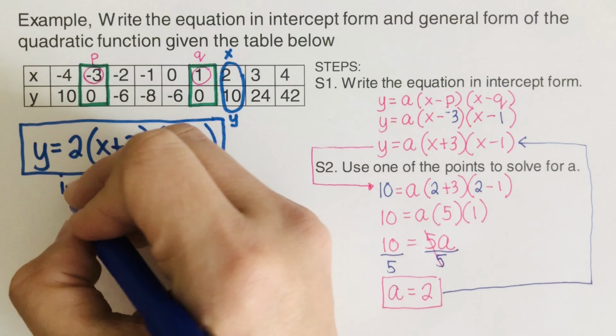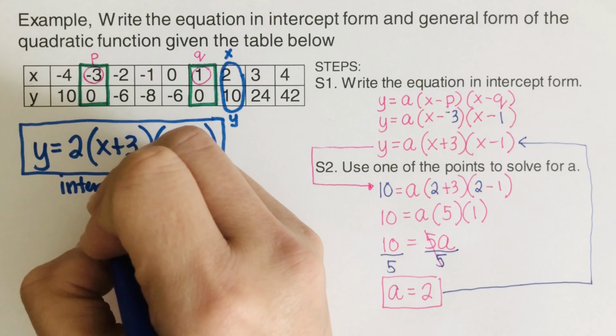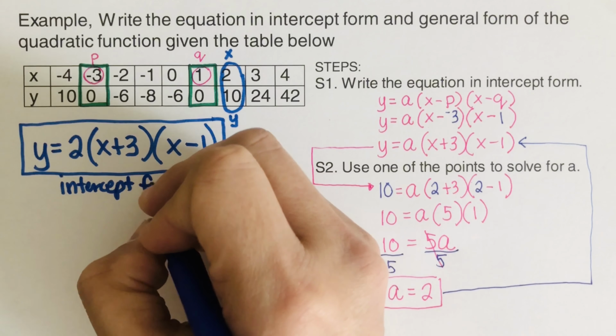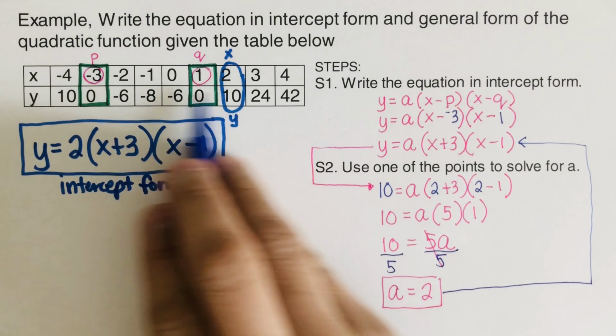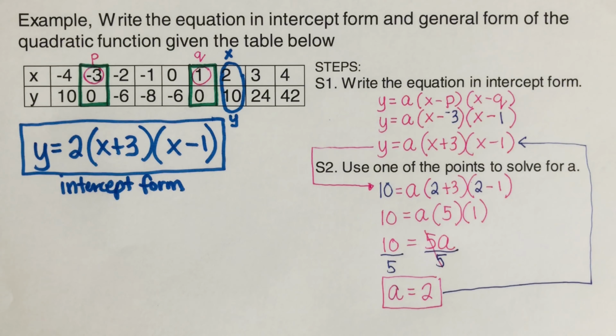So we will label this as the intercept form of this equation. The equation that will work for this would be this. This is the intercept form. Now, we are asked to find the general form. To find the general form, this is what we do.